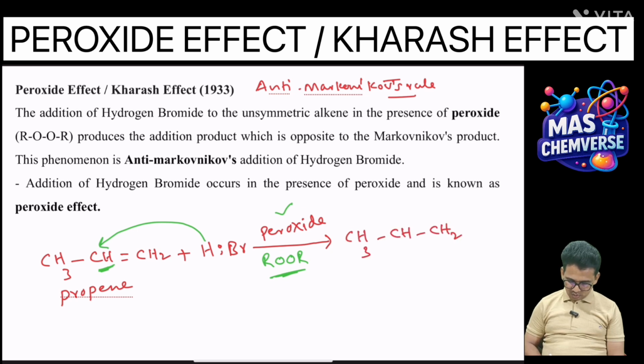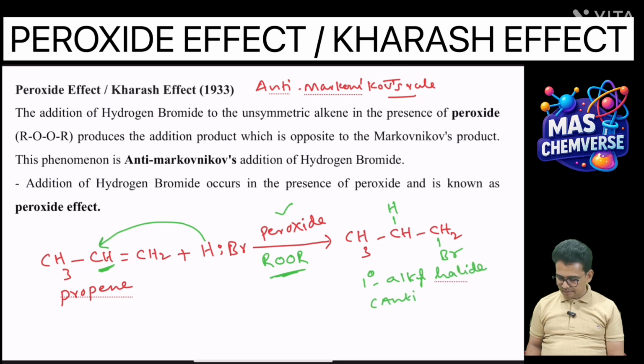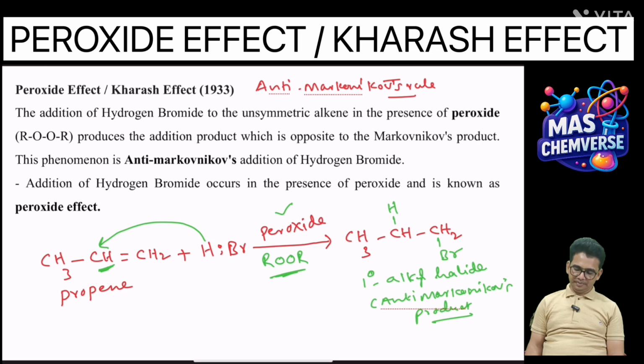Here hydrogen goes to the carbon which has fewer hydrogens, meaning here. Then where will bromine become? Here. That's why the product produced is a primary alkyl halide. This is called the Anti-Markovnikov's product, opposite to the Markovnikov's.